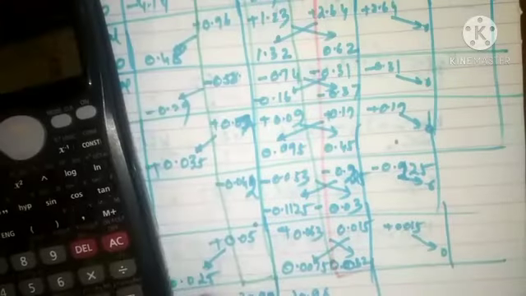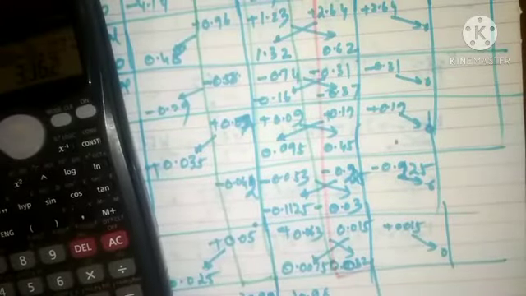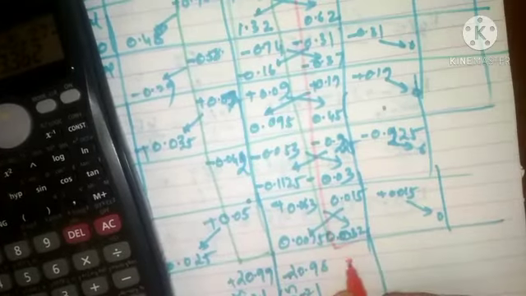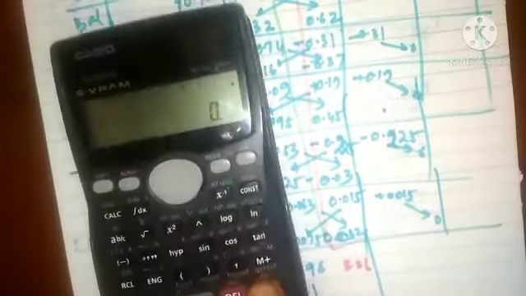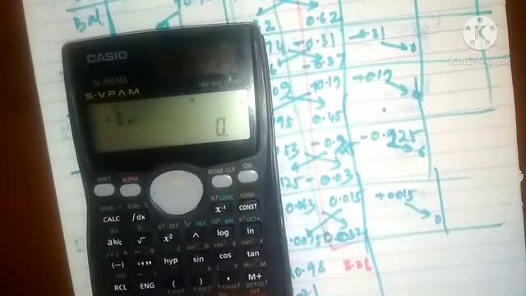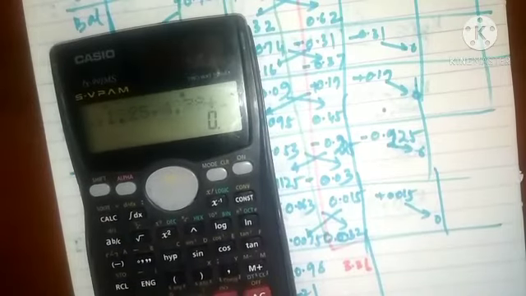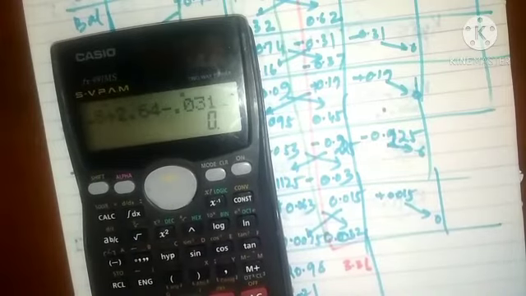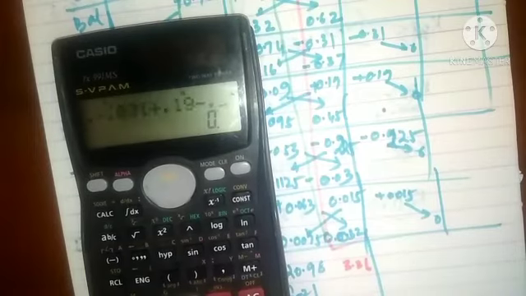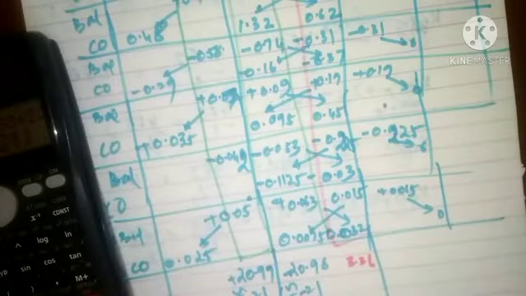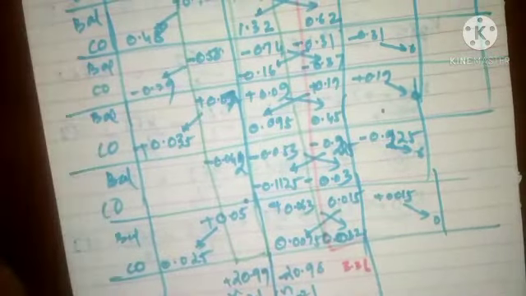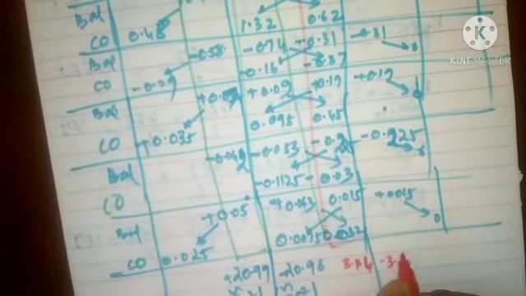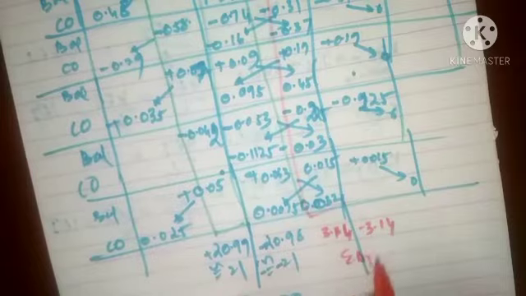plus 0.032, whose value will come as 3.36. Check this on the right side now. Here it is minus 1.25 minus 4.38 plus 2.64 minus 0.31 plus 0.19 minus 0.225 plus 0.015. So it comes out as 3.14 here, and minus 3.14 on the right hand side. So the net moment at C is also 0.